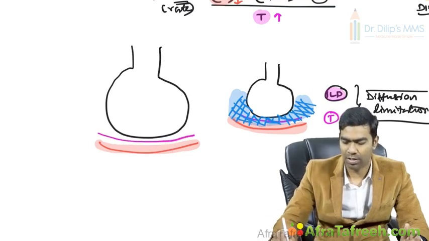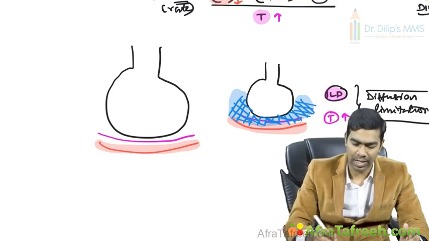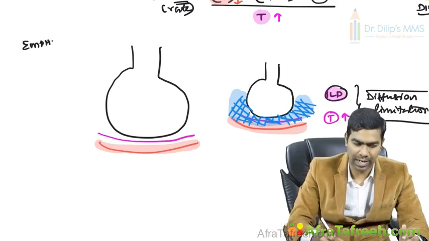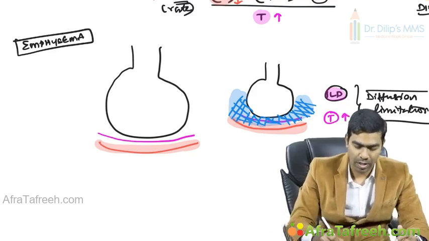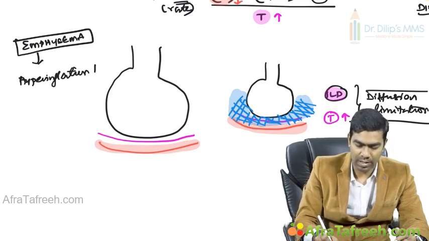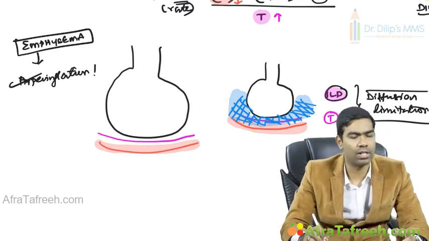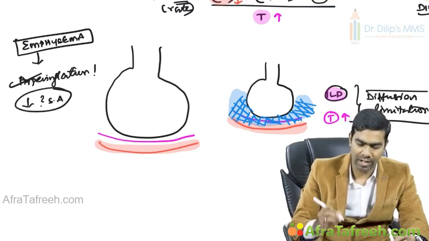How is that possible? Yes, it is possible. It is possible because of a condition called emphysema. This is a characteristic example of diffusion limitation once again, because the surface area is reduced. You all know that emphysema is a condition that produces hyperinflation. Yes, that is true. It is going to produce hyperinflation, but still, how come the patient is having a reduced surface area?